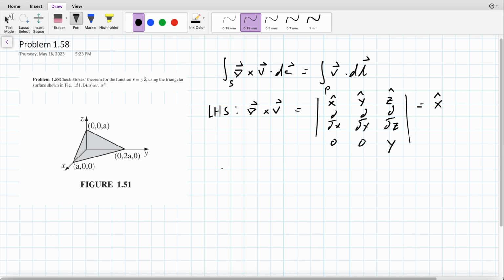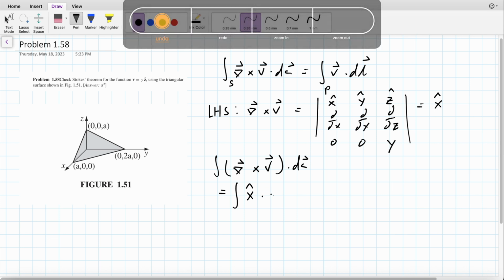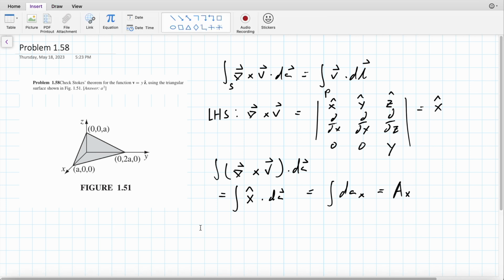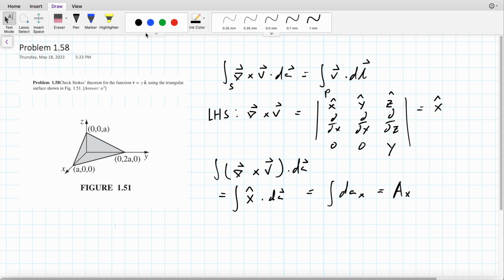So plugging this back into the equation, curl of v vector dot dA, the integral of x hat dot dA, the integral dA of x is equal to ax. Okay, so now that we found which area this is, we can now locate it.